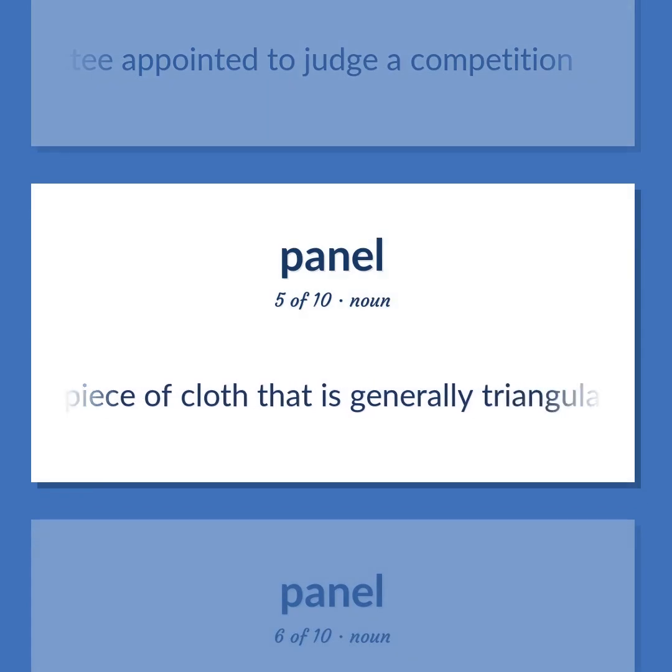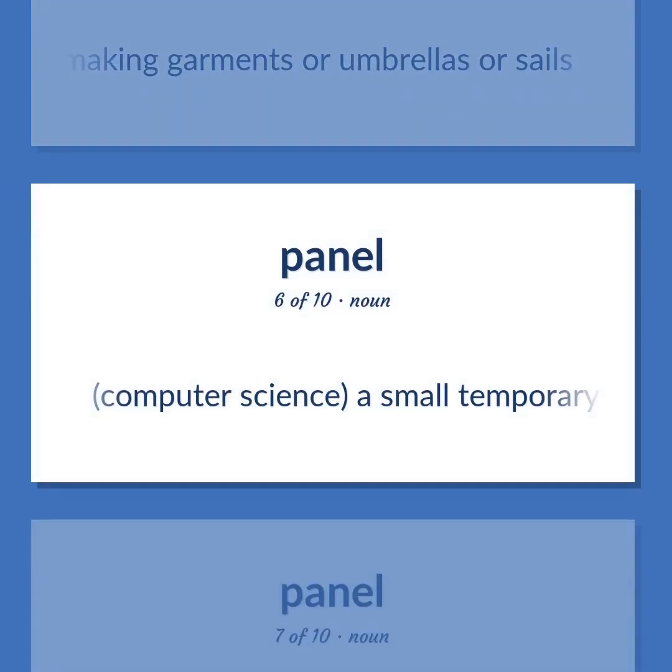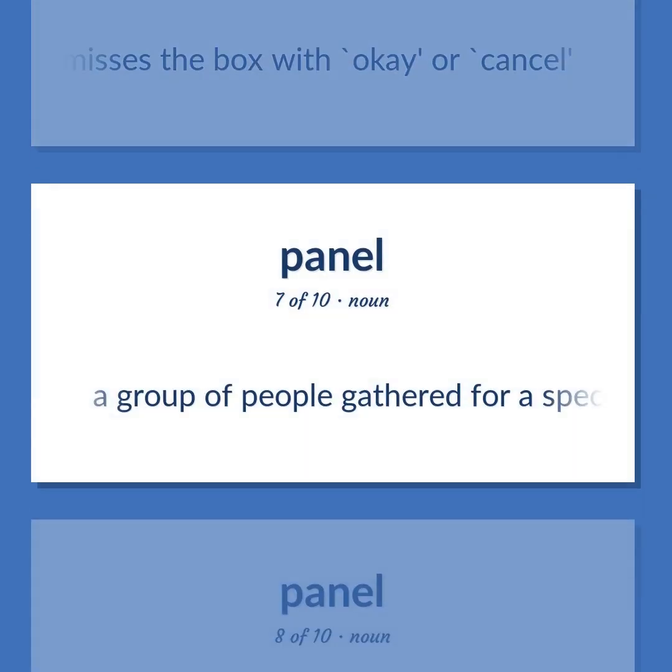A piece of cloth that is generally triangular or tapering, used in making garments or umbrellas or sails. Computer science. A small temporary window in a graphical user interface that appears in order to request information from the user. After the information has been provided, the user dismisses the box with OK or cancel. A group of people gathered for a special purpose, as to plan or discuss an issue or judge a contest, etc.